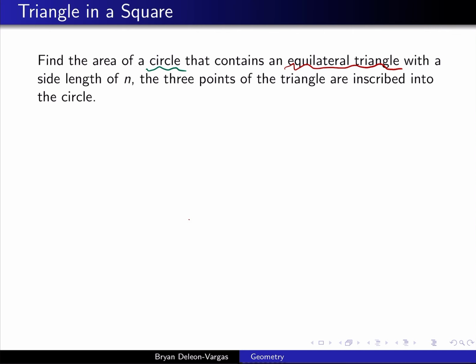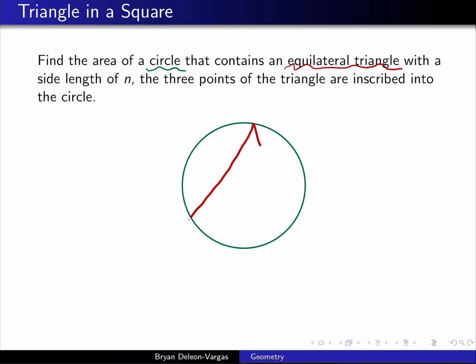So let's start off by drawing the circle. Probably easy. That's an oval. We'll try again. There we go. All right, we have a circle. And now let's draw an equilateral triangle. I'll try my best. We'll see if it can register. Yeah, there we go. Nice. It's not perfect, but we get the idea.